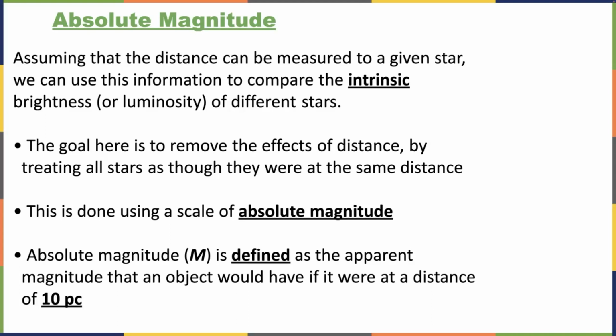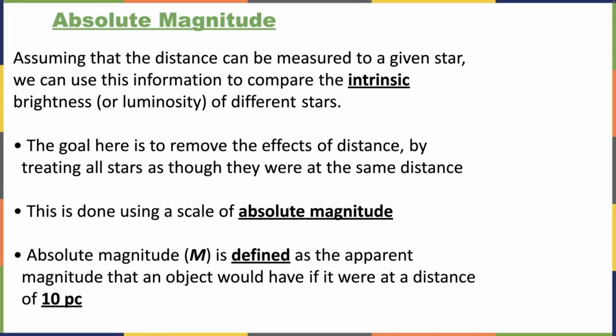So our goal here is to remove these effects coming from the distances, right? Because the different brightnesses that we see are primarily because of the different distances. And once you remove the effect of distance by treating all stars as if they are at the same distance, then the brightness value converted to the magnitude scale in that way is called the absolute magnitude.